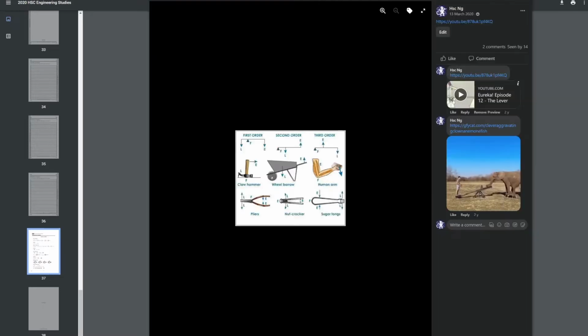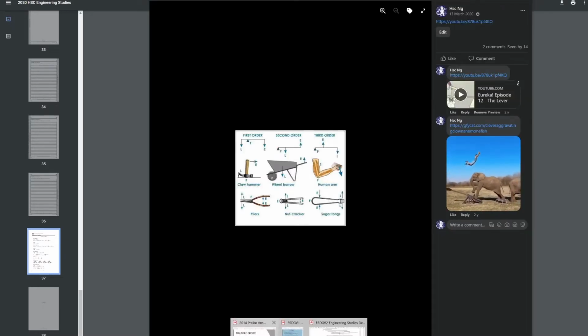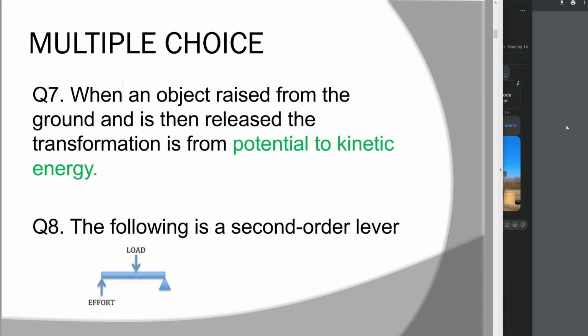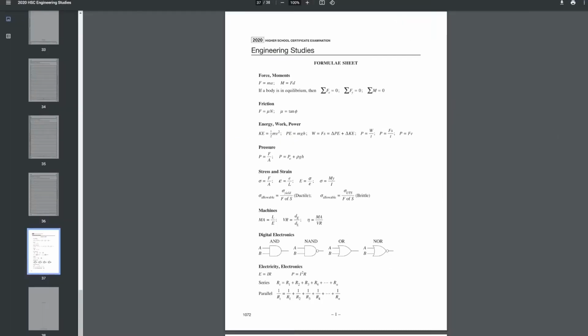So back to the notes. And I just don't want that elephant in the background forever.